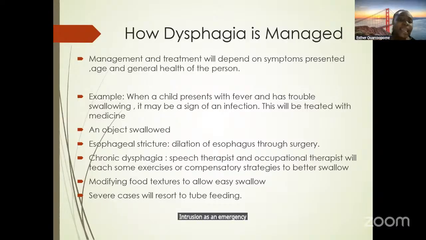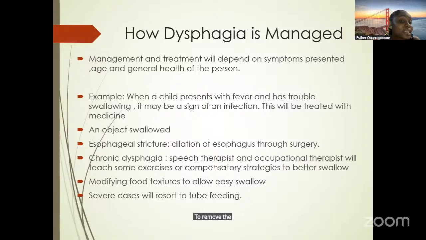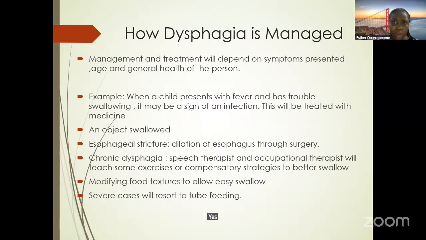In this case, the treatment that is going to be done on this child is that the child will go through endoscopy to remove the object that is stuck in the throat. I mentioned earlier that most children in Kolebu report that they swallowed either a coin or batteries, and some time ago someone even swallowed a crab. You see the crab leg, the one that has done like 7. Yes, I was shocked that someone could swallow something like that.